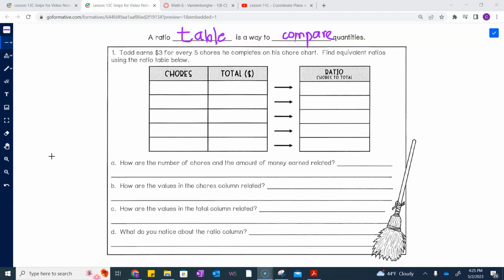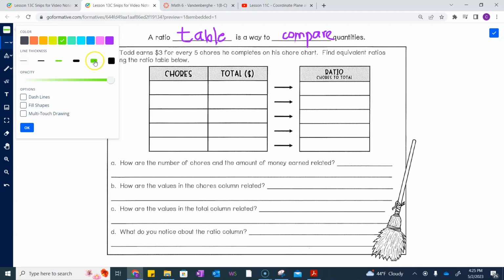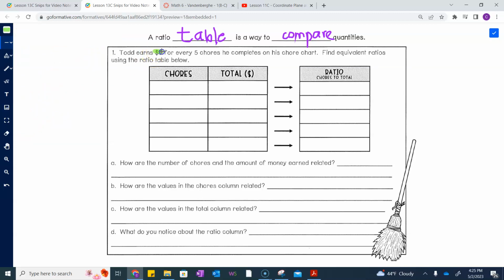Todd earns $3 for every 5 chores he completes on his chore chart. Find the equivalent ratios using the ratio table below. So the first thing you need to note is that they gave us a rate up here. They gave us a ratio, a comparison, $3 for every 5 chores. So that ratio is going to be important because that's going to start our table.